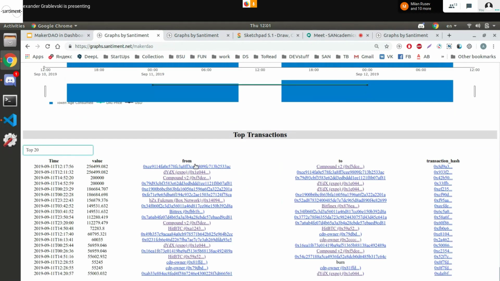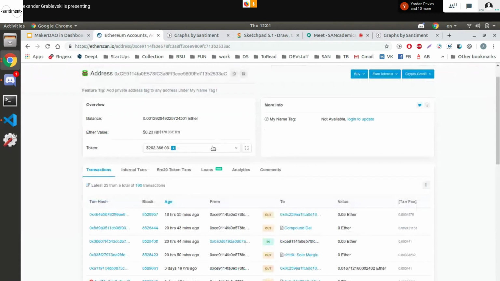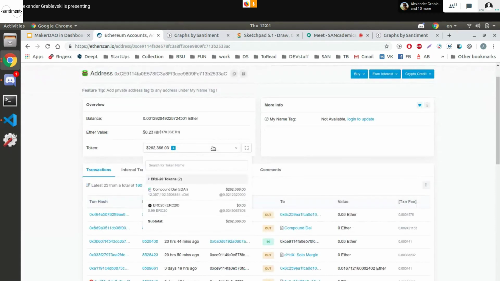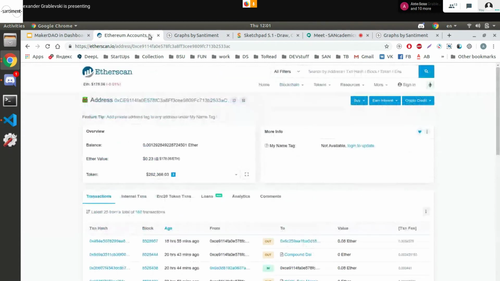And the thing is, you can investigate this if you want. For example, you see that this transaction was from some unknown address to Compound, and you can investigate this going to, for example, Etherscan, and you can check this address. What is it? Maybe that's some known entity, or maybe that's your address. So you can just check what this is. So that was on-chain stats.